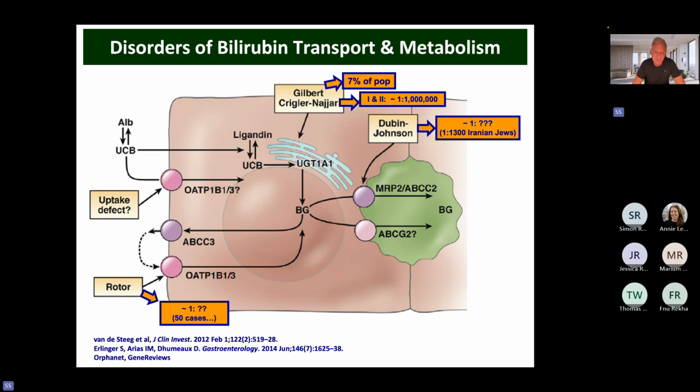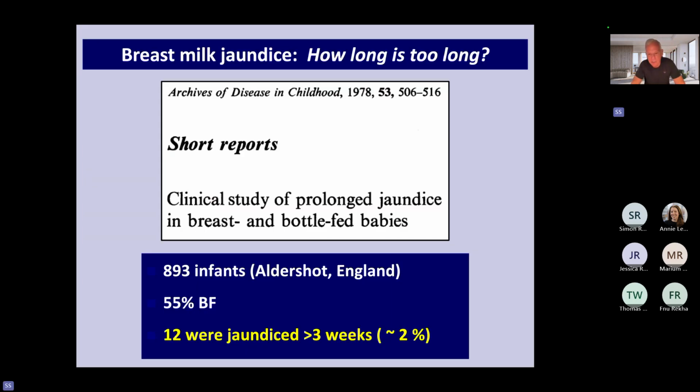Dubin-Johnson gives you the so-called black liver. This is a problem of conjugated bilirubin excretion. Again, it is not associated with any overall deleterious effects on the subject who has that disorder. So breast milk jaundice, you walked right into it. How long is too long?